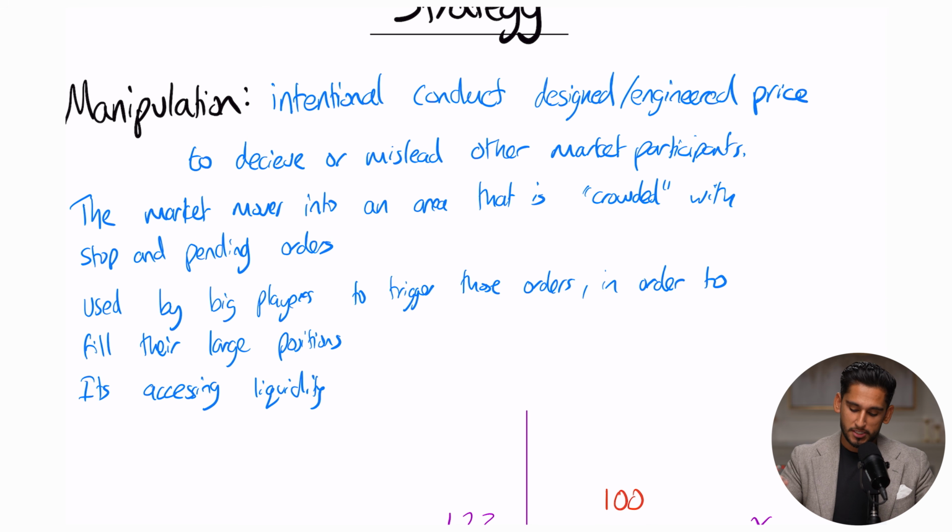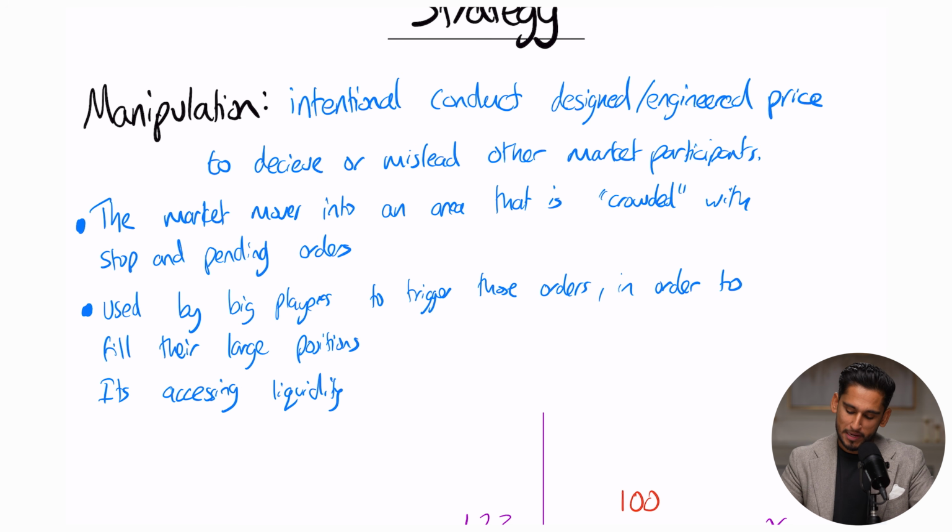And this happens by the markets moving into an area that is crowded with stop losses and pending orders. So a concentrated area of price where there's a lot of activity, there's a lot of orders that can be matched up, which is what we're looking for, liquidity in the market. And this is going to be used by the big players to trigger those orders in order to fill their large positions. It's accessing liquidity. So just as we mentioned, we are engineering and creating price to invite in other market participants in order to facilitate and access the liquidity that the big players need.